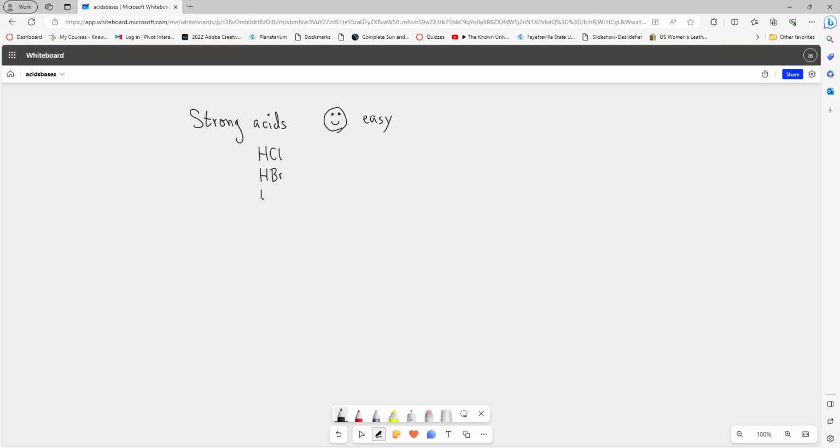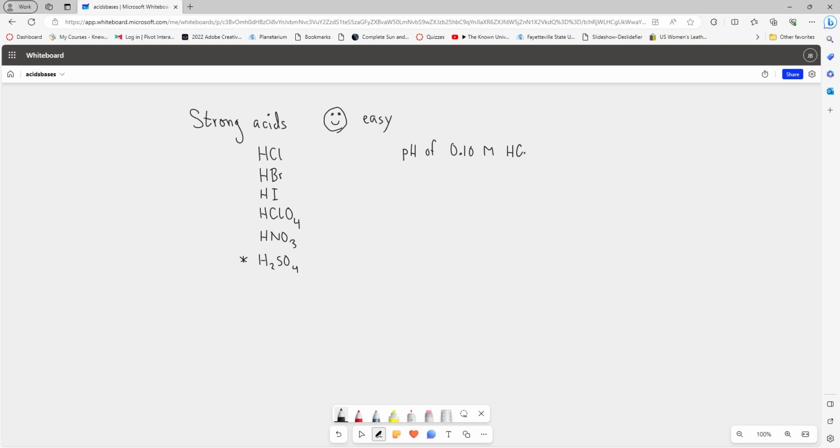HCl, hydrochloric acid, HBr, hydrobromic acid, HI, hydroiodic acid, HClO4, which is perchloric acid, HNO3, which is nitric acid, and finally, sulfuric acid, H2SO4. This one's kind of a special case, so I'll put an asterisk by it because it has 2 protons in it. So let's say you're given a problem where you have to calculate the pH of a strong acid, other than sulfuric acid. That one's a little harder to calculate.